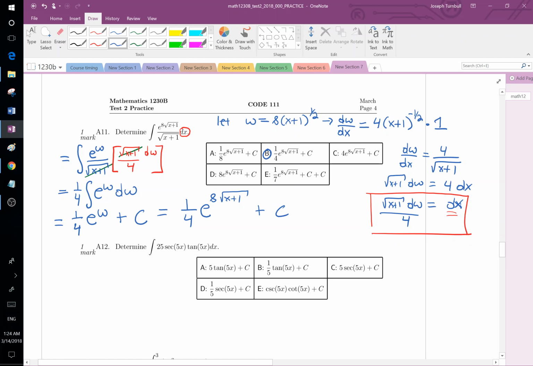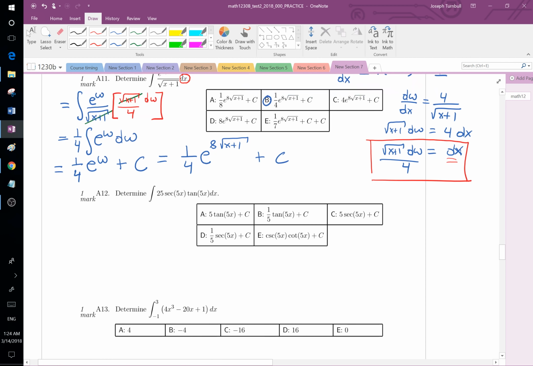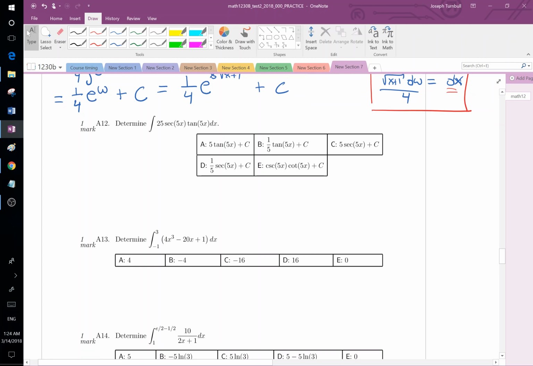Okay, number 12. It also invites a substitution. Here you see that there's a 5x plugged into secant and plugged into tan. I'm going to let w equal 5x because it's plugged into a function. Then dw by dx is 5. So dw is equal to 5 dx, and dx is equal to dw over 5.